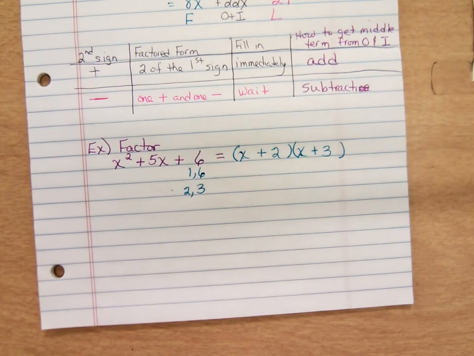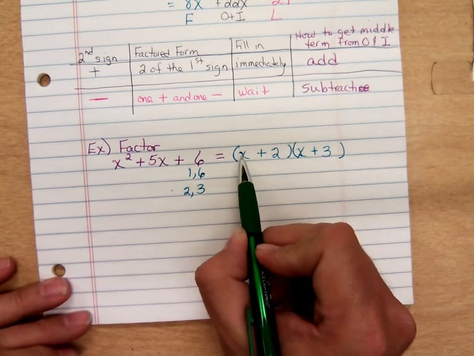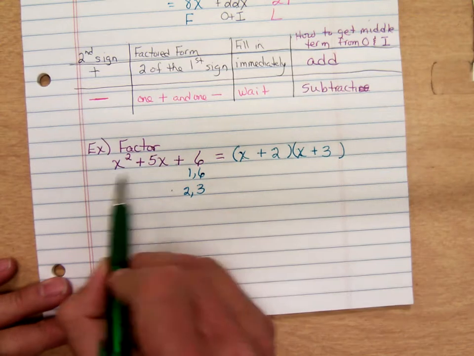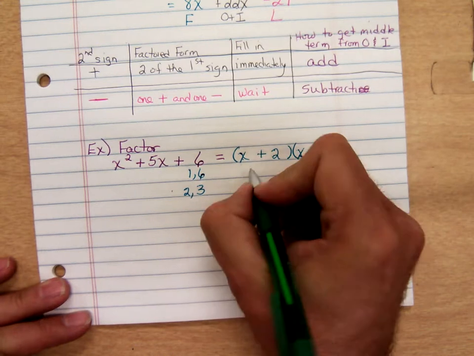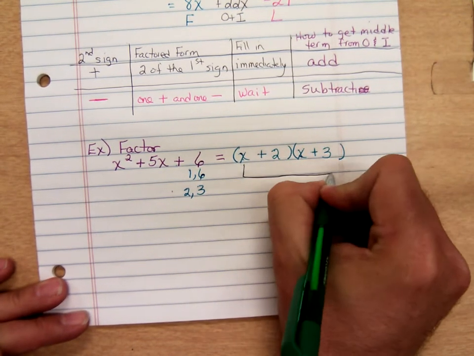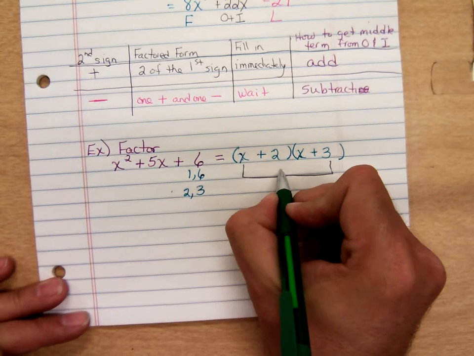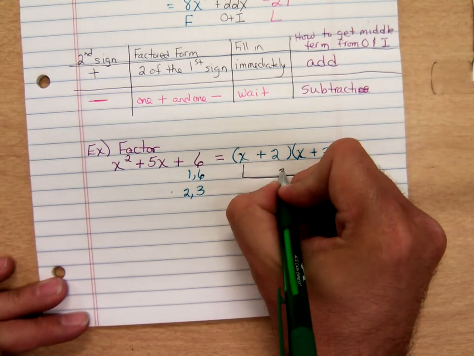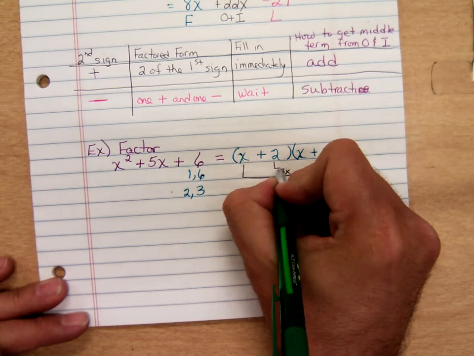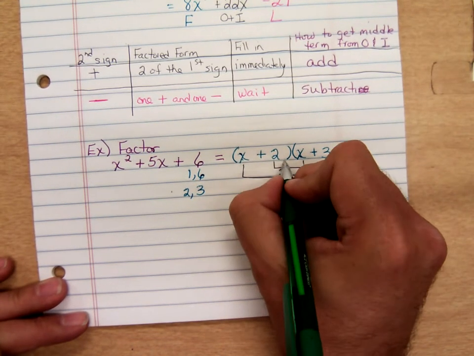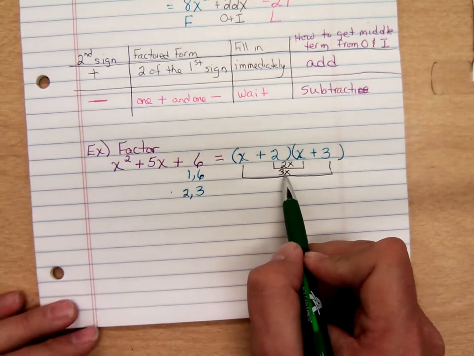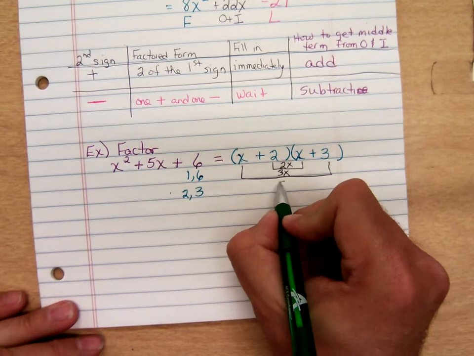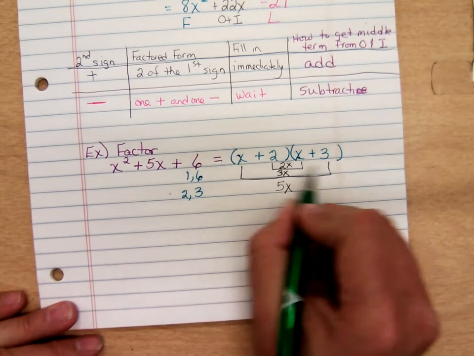Let me check this by foiling it out. The first terms I'm going to just FOIL out in my head. X times x is x squared. Now what I'm doing right here, this is the outer. X times 3 is 3x. And then here the inner. 2 times x is 2x. Do those add together to give me a 5x? Yes. So what I'm doing here is the outer and inner term.